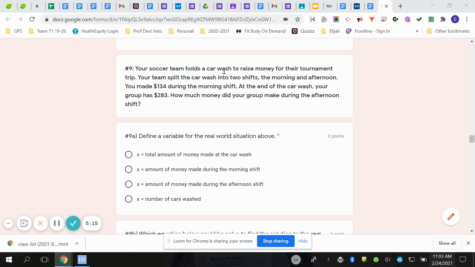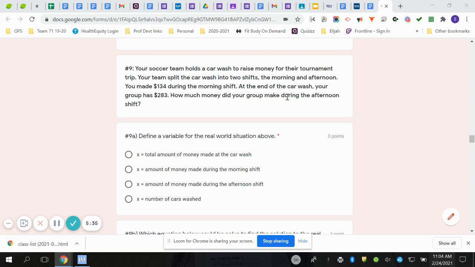Your soccer team holds a car wash to raise money for their tournament trip. Your team split the car wash into 2 shifts, the morning and the afternoon. You made $134 during the morning shift. At the end of the car wash, your group has $283. So there's your total.